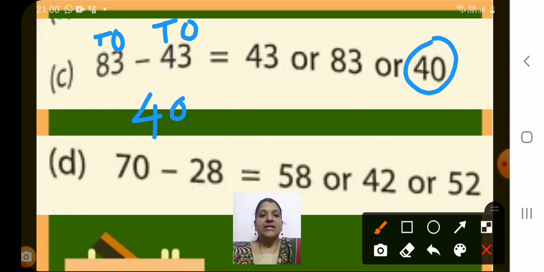Now 70 minus 28. Next example, 70 minus 28. Let's write tens and ones. Now let us do the subtraction of numbers in ones place. 0 minus 8. So can we subtract 8 from 0? No. So we have to carry over.